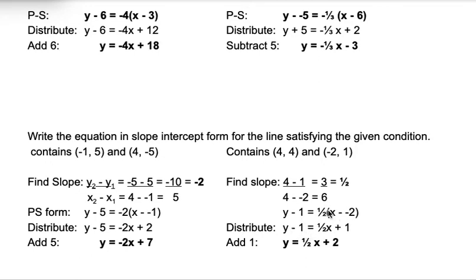I'm going to distribute this. 1/2 times x is 1/2 x. 1/2 times a positive 2 is a positive 1. And then I would just add 1 to that.